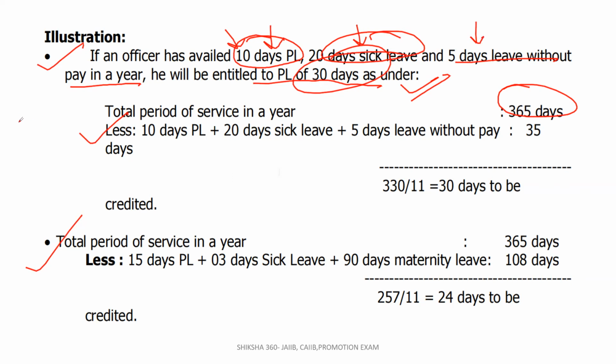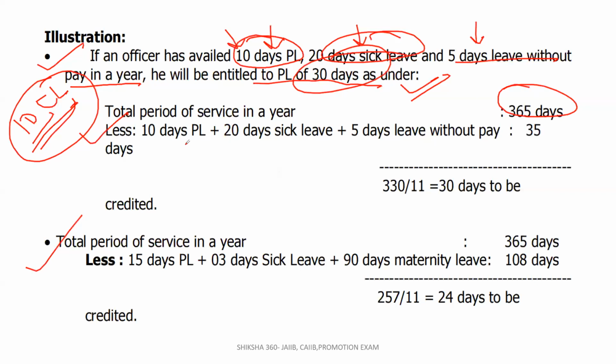Or even if they say that they take 10 CL, we will not have to deduct that from 365. Clear? Because PL will be calculated except these leaves: casual leave, unavailed casual leave. Okay. So what we have to deduct is 10 days PL.